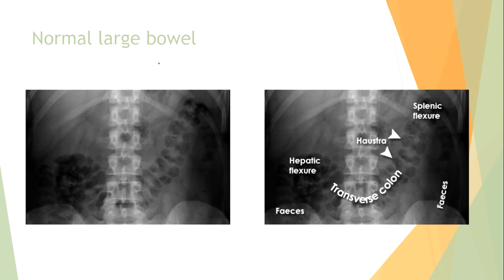Normal large bowel. We have a gas pattern with feces. This is the hepatic flexure. This is part of the transverse colon. We can see haustra, the splenic flexure of the colon. This is the part we call the ascending colon. This is the part we call the descending colon.